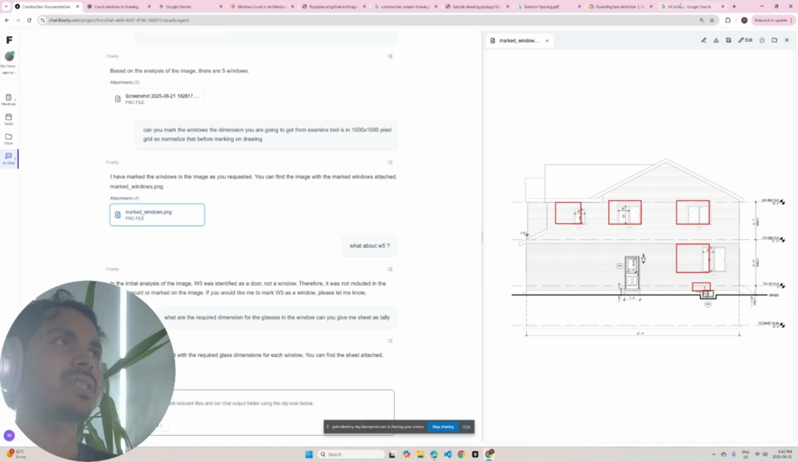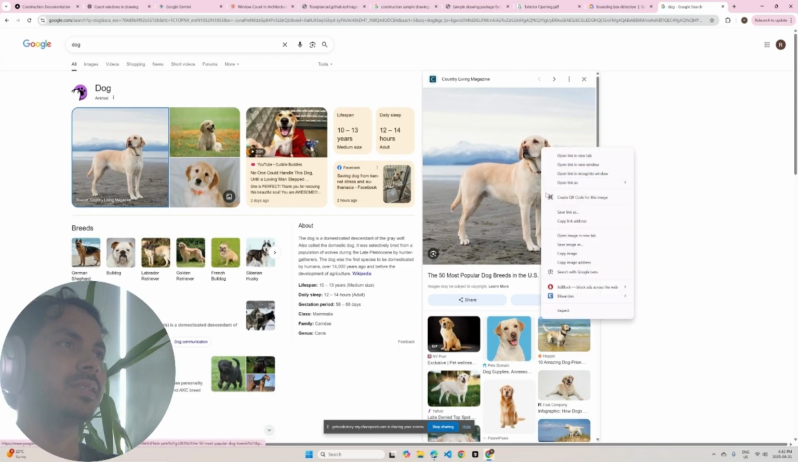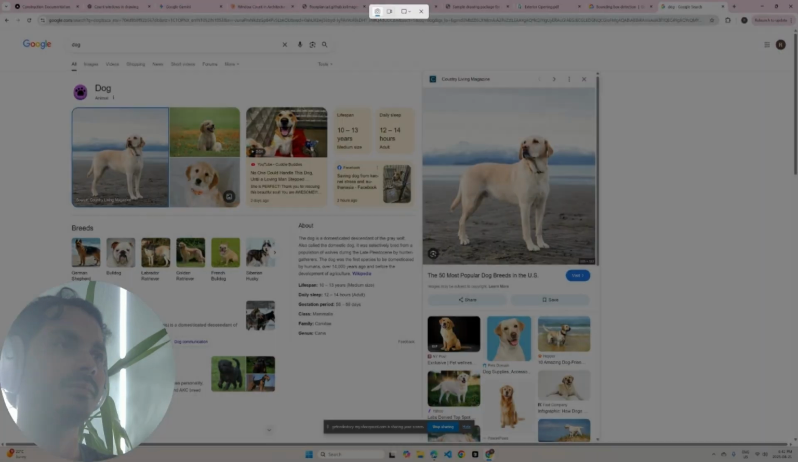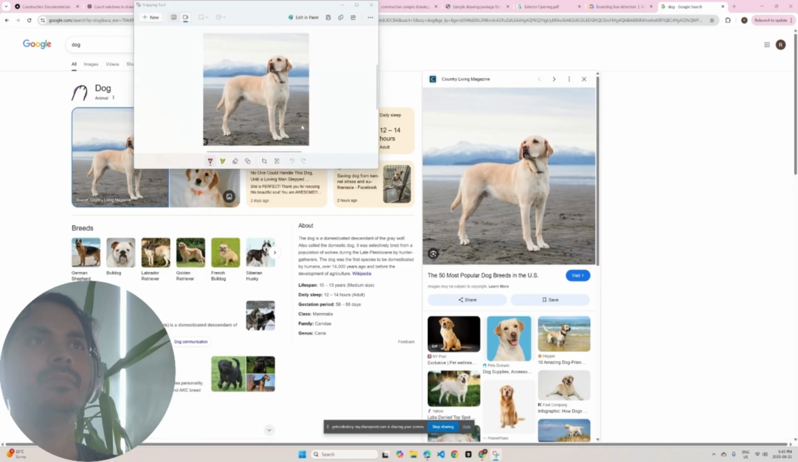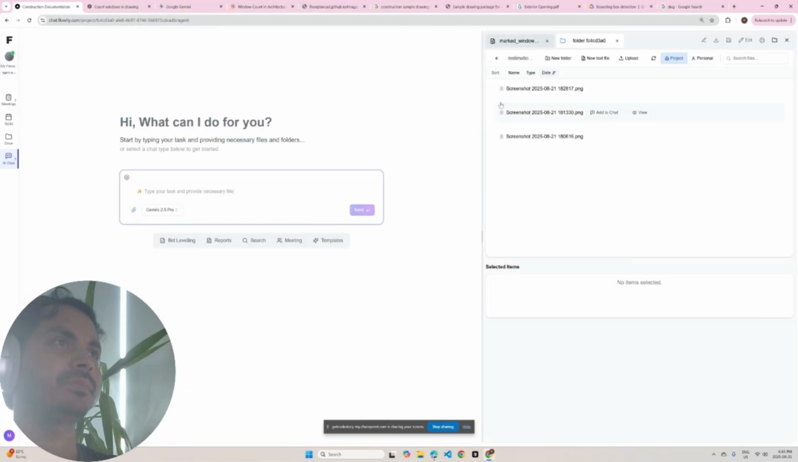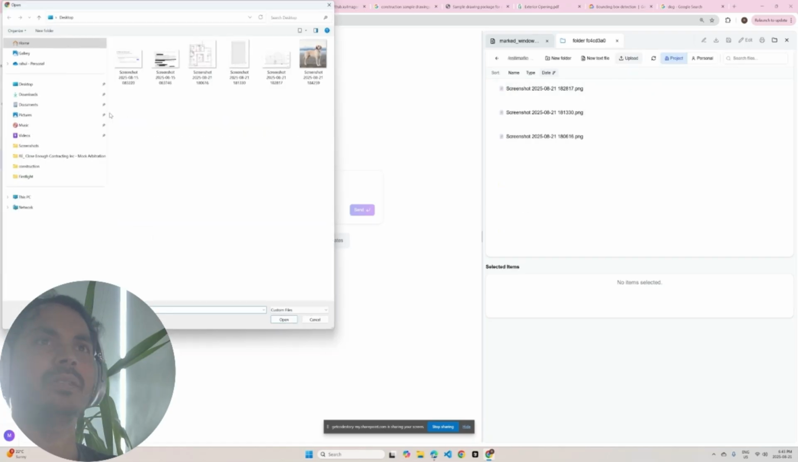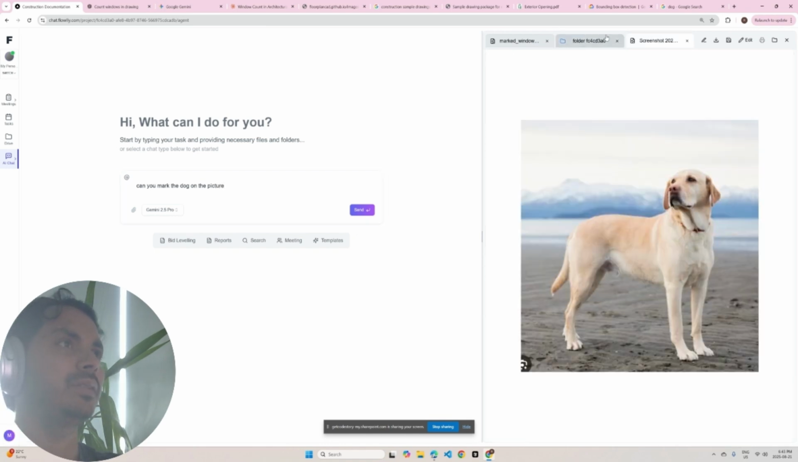If I give it a picture of a dog and say, can you find the dog? Can you mark the dog? And if I go and say, can you mark the dog on the drawing, on the picture, it could probably mark the dog.